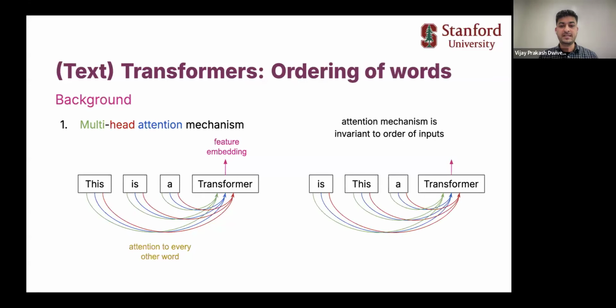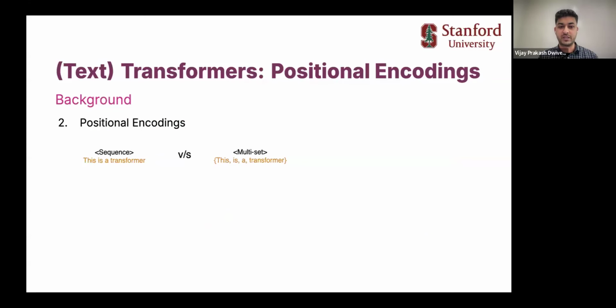But if we see, the order of the words does not matter. The attention mechanism is invariant to the order of the input. So on the left and on the right, both mean the same because the multi-head attention mechanism doesn't know the order of the inputs. But words in sentences have a very natural ordering which we want to encode and let our transformers know. For that, we use positional encodings.